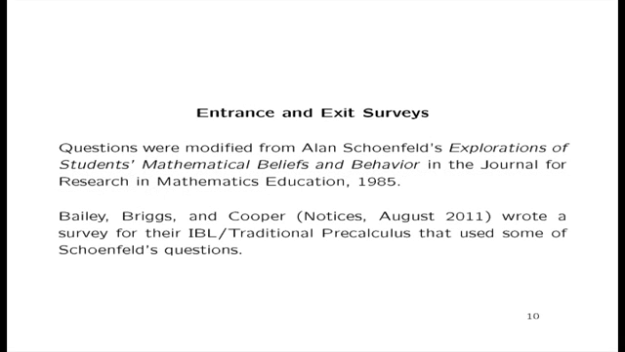Now, what I had done as part of a reflection process on teaching IBL for the first time was to give my class an entrance and an exit survey. And the questions that I chose, some were taken directly from Alan Schoenfeld's surveys from his 1985 article. Some were adapted a little bit to better suit my course, and I added a few questions of my own.